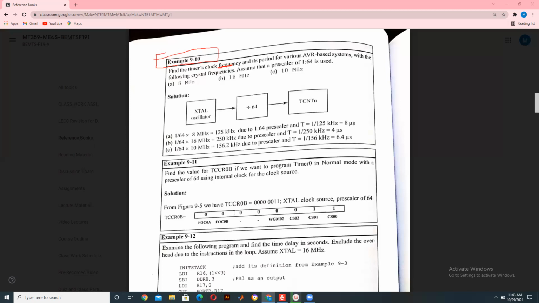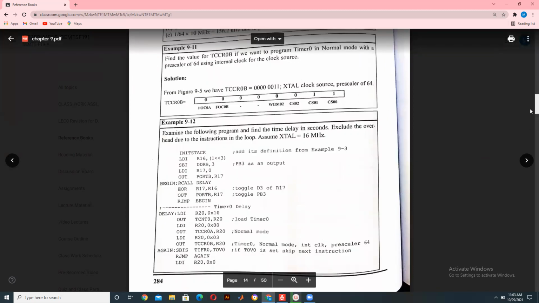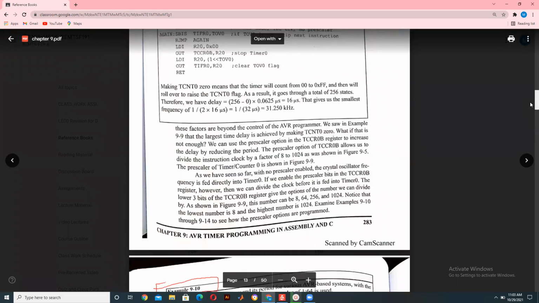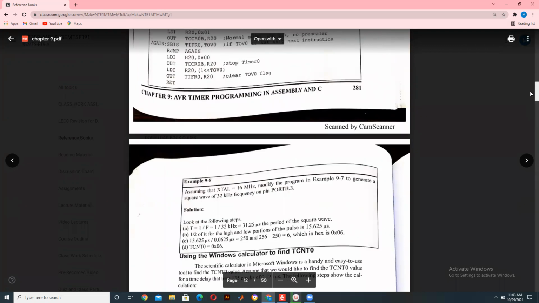So a prescaler of 64 means that we have TCCR0 equal to 0x00000011. Why is it 11? For a prescaler of 64, we have this video. We have to see figure 9-5 to explain this, so we simply go to the figure 9-5.